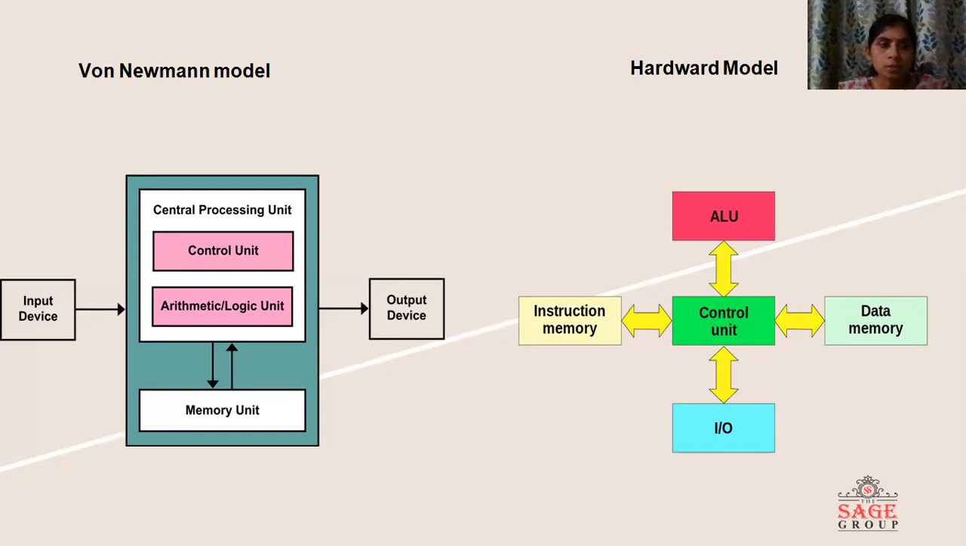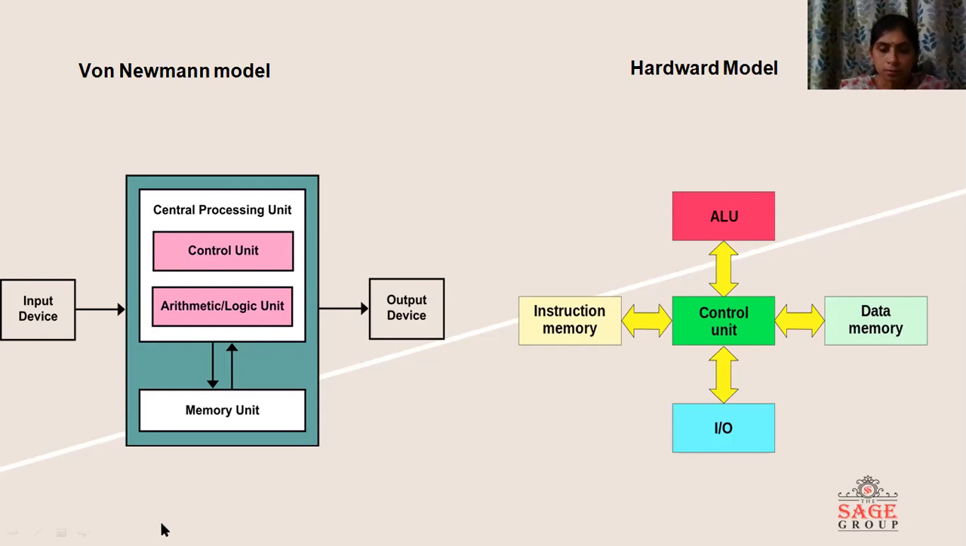The von Neumann model consists of an input device, an output device, a central processing unit, which consists of the control unit and arithmetic logic unit, and a memory unit. In the case of the hardware model, there are instruction memory, arithmetic logic unit, control memory, input output, and central processing unit. So these are the diagrams of the von Neumann model and hardware model.